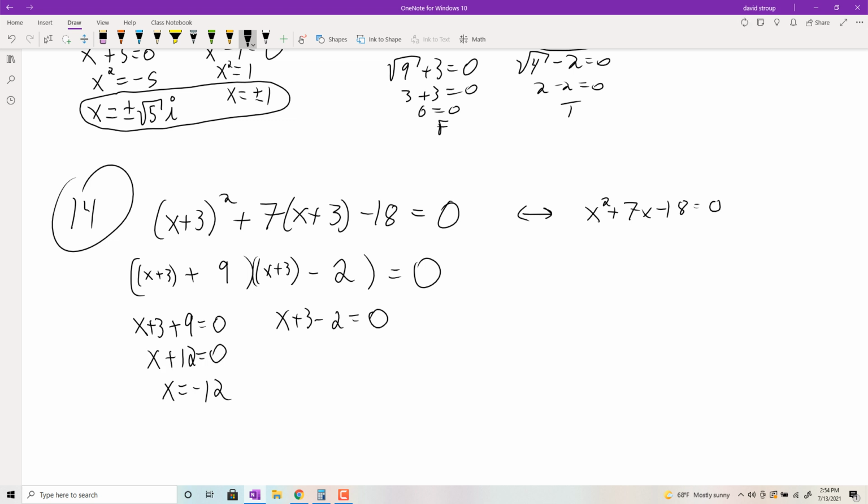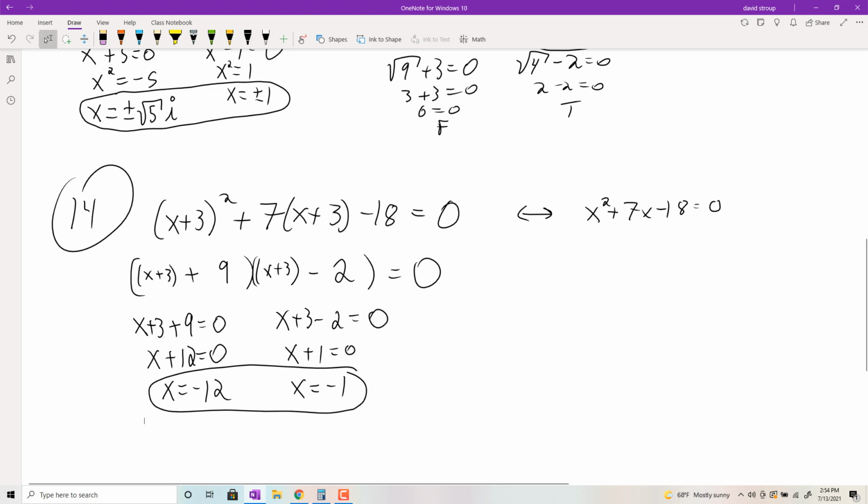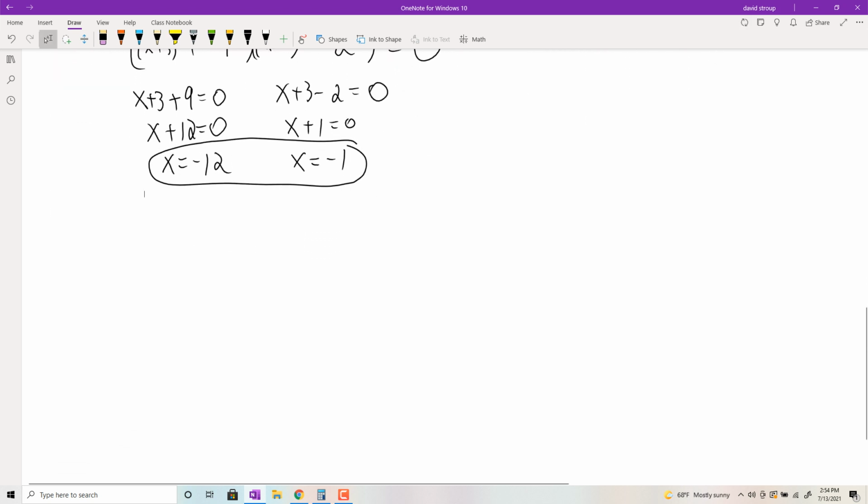So one solution, -12. The other solution, -1. Okay. Let's get another. It's number 18.